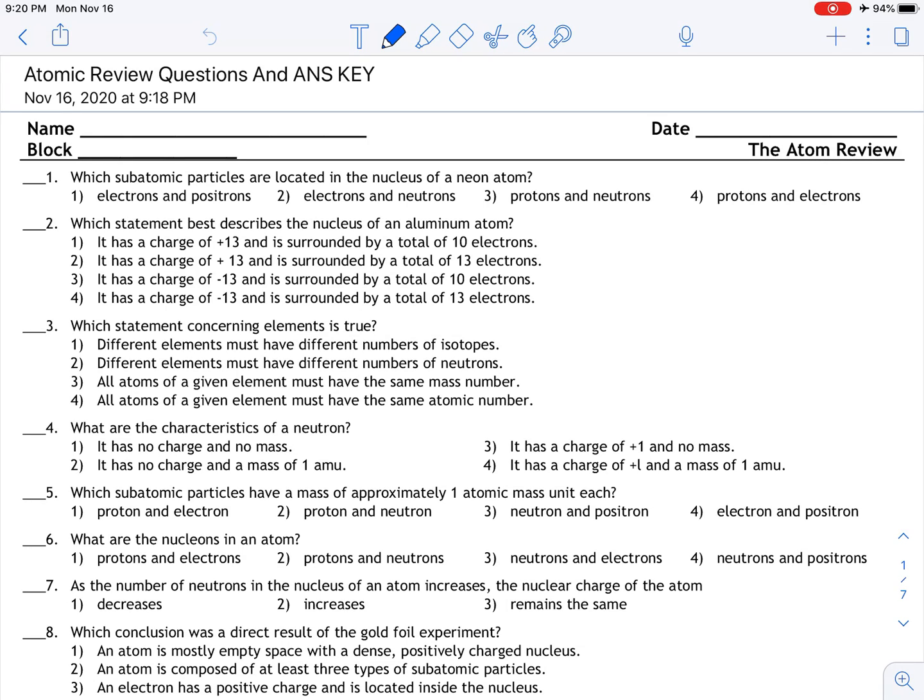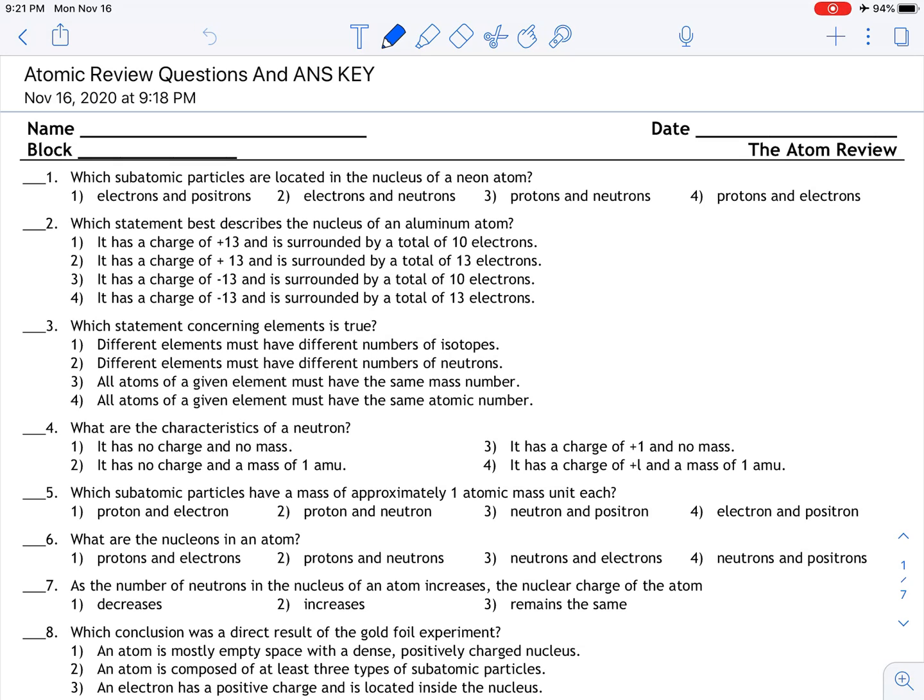Okay, these are atomic review questions. The answer key is at the back of the PDF, but I'm just going to go over all the questions. Make sure you have a calculator close at hand and also your reference table.